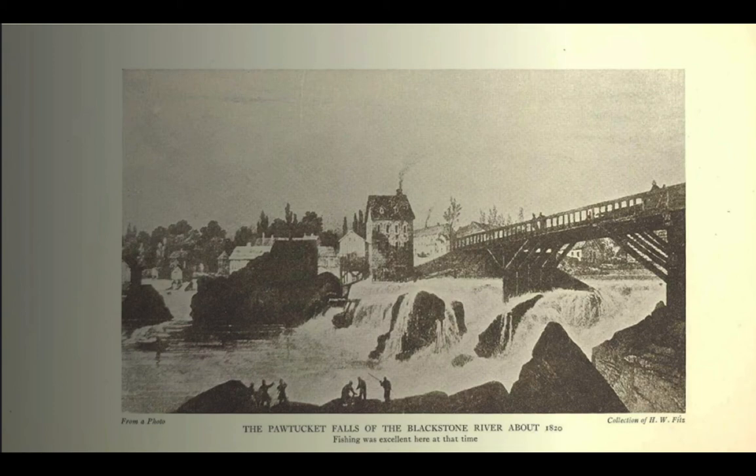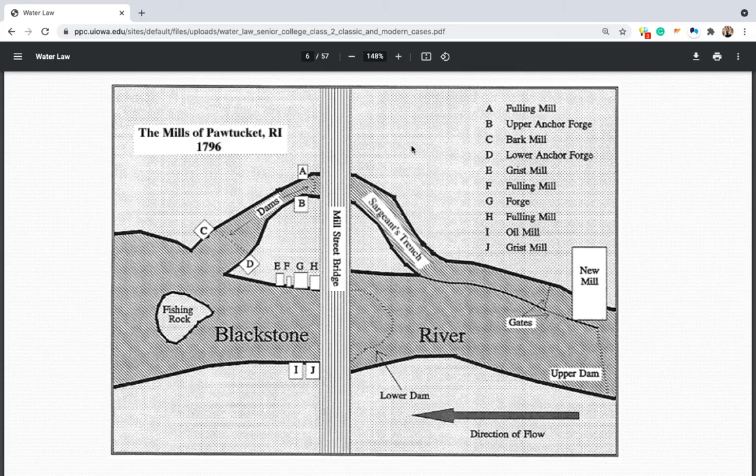But let's return to the mill owners of Blackstone River. Let's take a look at a diagram of the mills from a senior college lecture, and I'll include a link to the overall PowerPoint in this video. As you can see here, a few of the mill owners created a new dam on the Blackstone River to divert some of the river flow into Sargent's Trench.